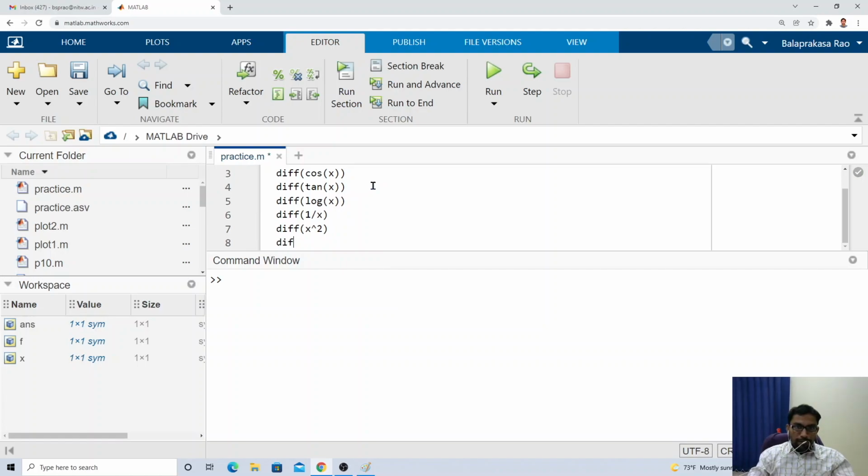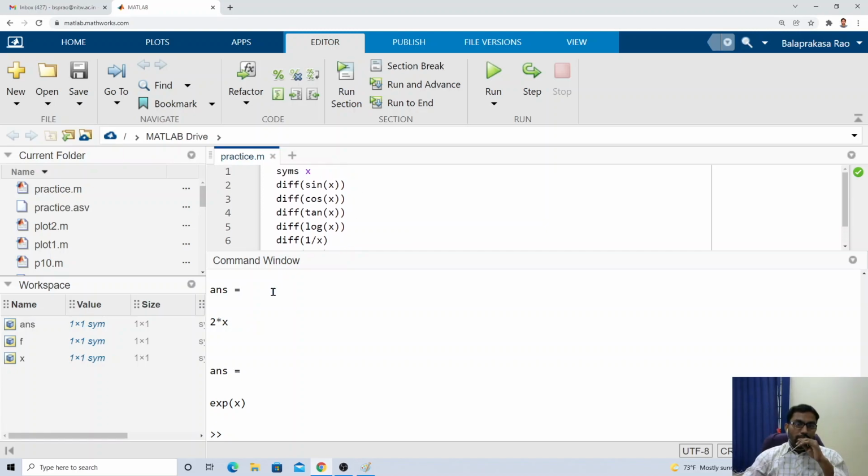Differential of e power x, e power means exp of x. I think one bracket, I have to delete this. So you can cross check all these things, right? Let me run this. You can see the result.